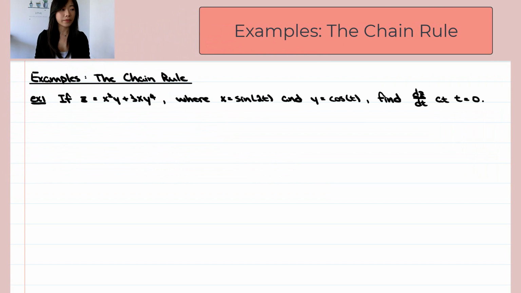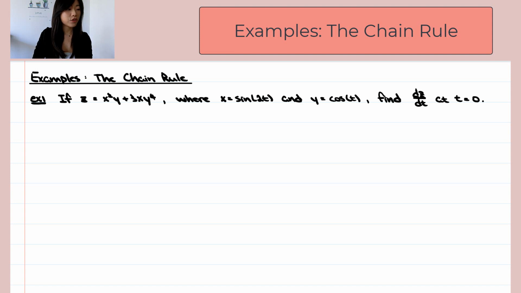Here's the first example. If z is a function of x and y, where x is sine of 2t and y is cosine of t, find the derivative of z with respect to t at t equals 0. Let's draw the tree diagram first.